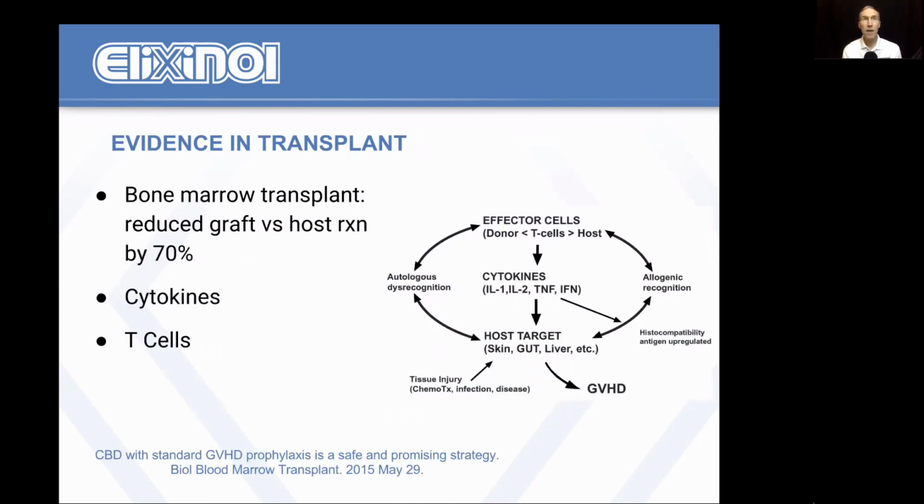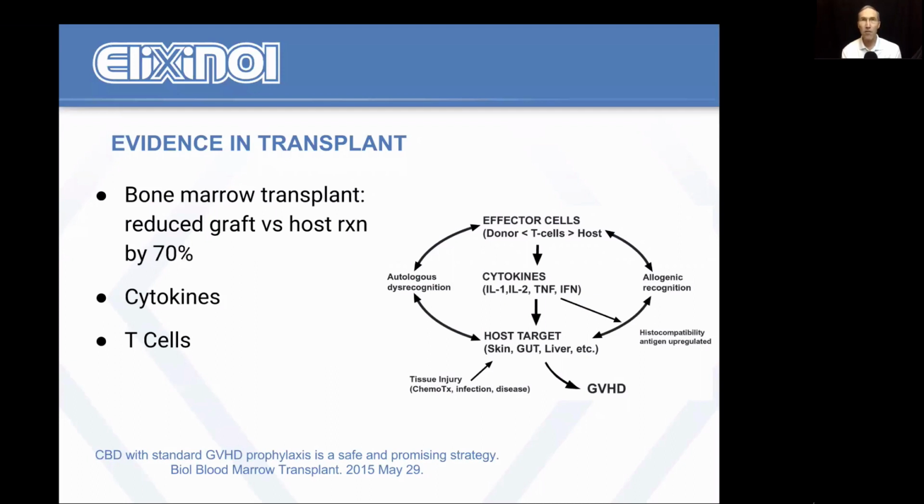Now, let me give you some evidence for this. Cannabidiol was used in bone marrow transplants for people with leukemia and other diseases. They were monitoring specifically for graft versus host reactions. With just the administration of cannabidiol for 30 days, actually 37 days, the cannabidiol was able to reduce the number of graft versus host reactions by 70%.